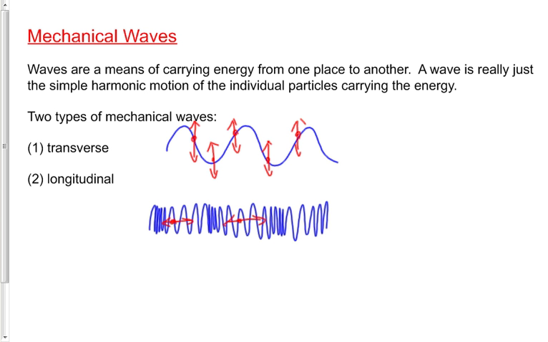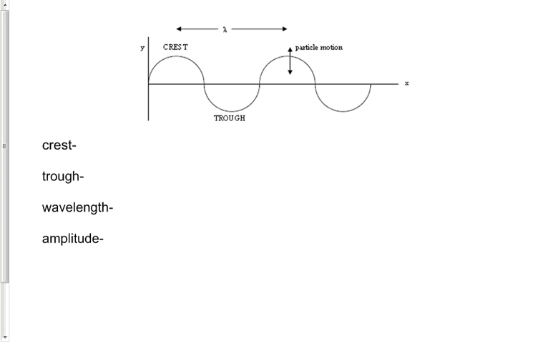How do we get energy from the sun? By waves. Waves transfer the energy from the sun to the earth and all other parts of the solar system. Okay, that's what waves do, and they consist of simple harmonic motion of individual particles. Transverse waves, we know that we have a few terms that we have to be familiar with there.